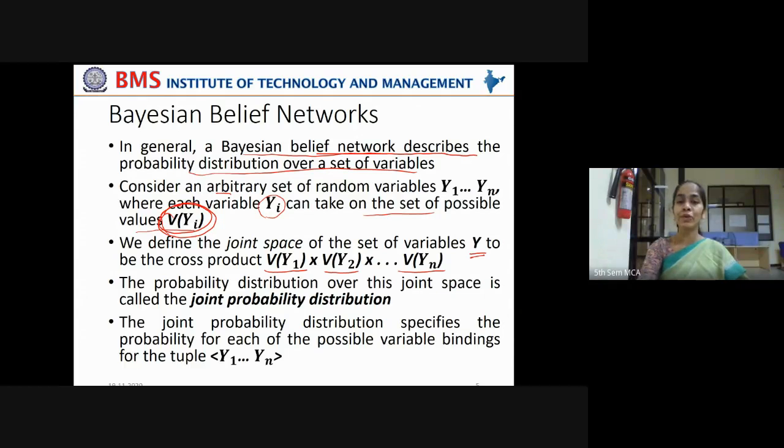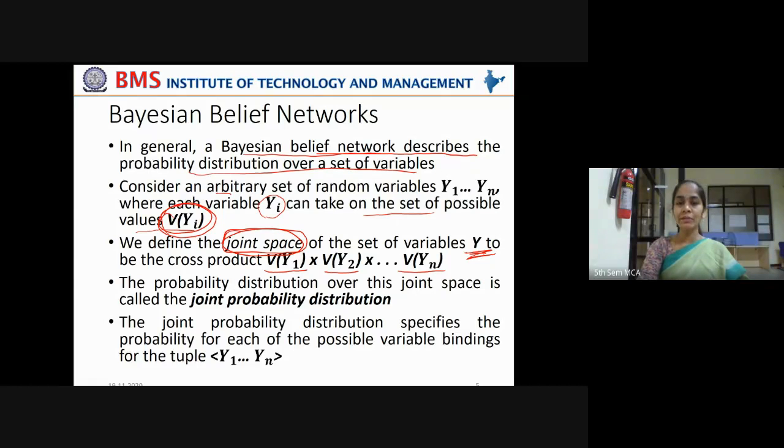What do you mean by this joint space? Joint space of the set of variables means, how many values are allowed for sky? 3 values. How many values are allowed for humidity? 2 values. How many values are allowed for outlook? 2 values. So it is 3 into 2 into 2. So it is a total of 12 combinations you get in the joint space of the set of variables Y. Is it very clear now?